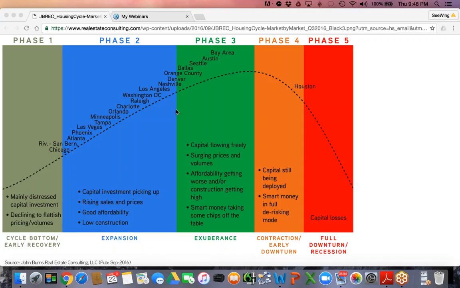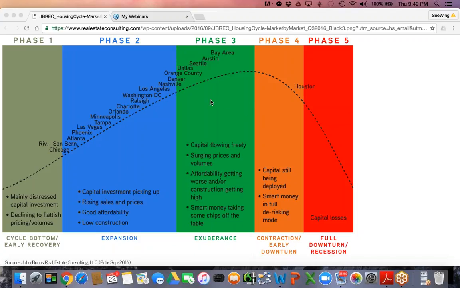All right. So phase three, which is the exuberant phase. Now this is getting a little bit risky, but again, it all depends on the specific market. Phase three, exuberance, which is capital flowing freely, surging prices and volumes, affordability getting worse, construction getting high, and smart money taking some chips off the table. So you really have to be very careful if you invest in the phase three area.